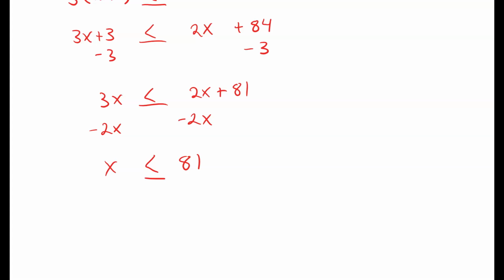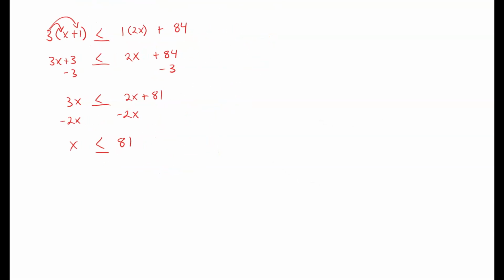The next thing that we would do is draw our number line, make our dash. Our value that we're working with is 81. We have a less than or equals to, so this time we're filling in our dot. It's going to be a closed dot, and it's going to be pointing to the left because it's less than. So that's exactly how our number line would look for our final question there.